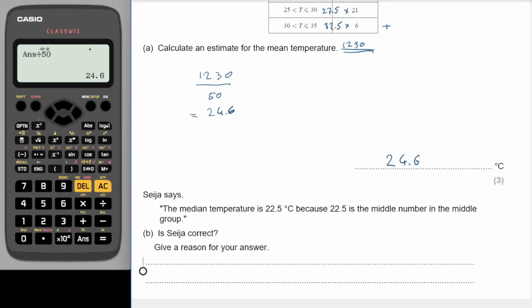So the median temperature is 22.5 because 22.5 is the middle number in the middle group. Give a reason for your answer. No, that's not the correct way for working out the median.